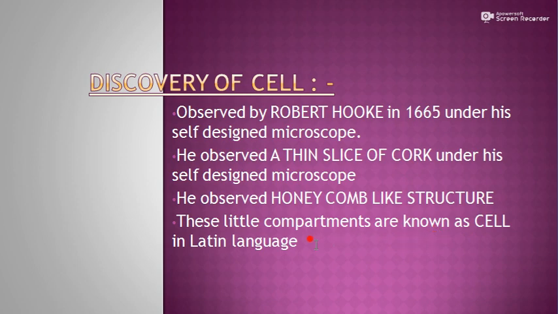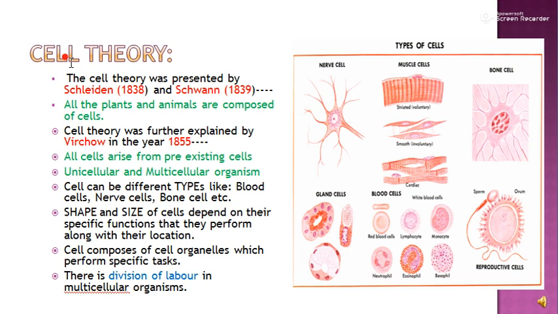After some time it was identified that the cells observed by Robert Hooke were dead. This is cell theory. It is new for you and also important. Some postulates were given about cells by different scientists. The first one, Schleiden in 1838 and Schwann in 1839, told that all plants and animals are composed of cells. This is the first postulate given by Schleiden and Schwann.